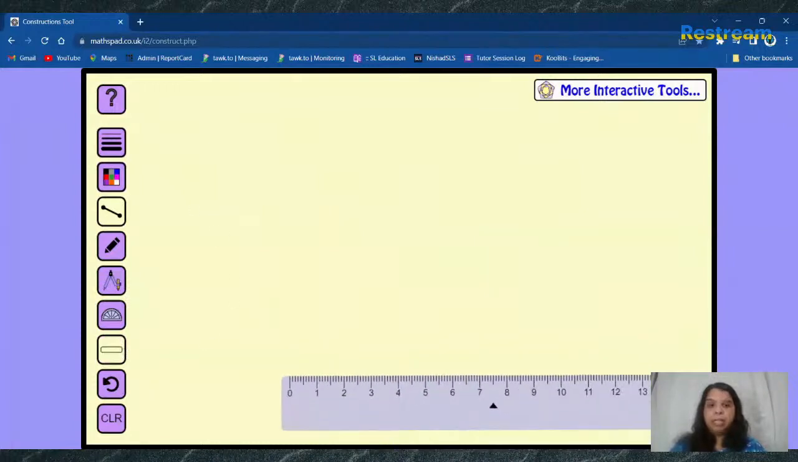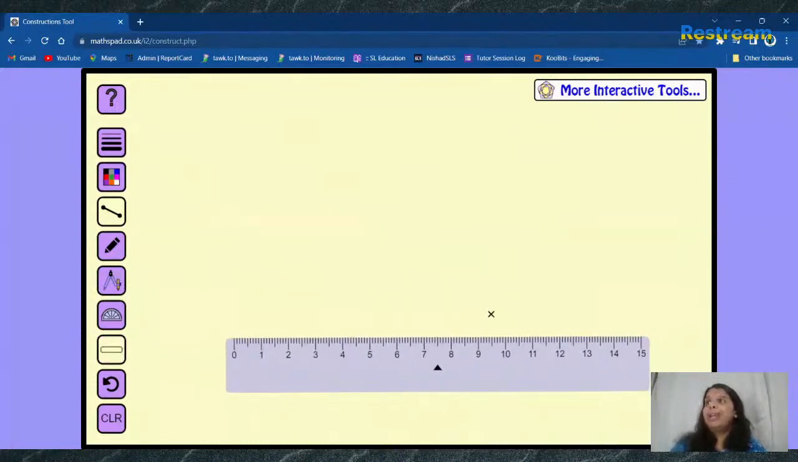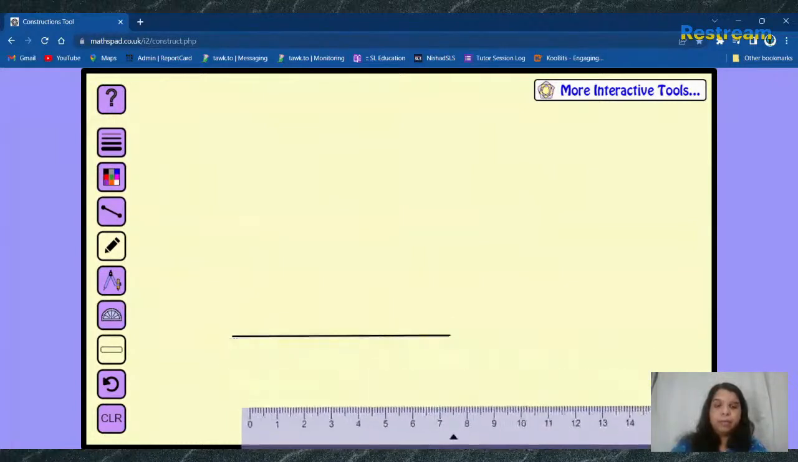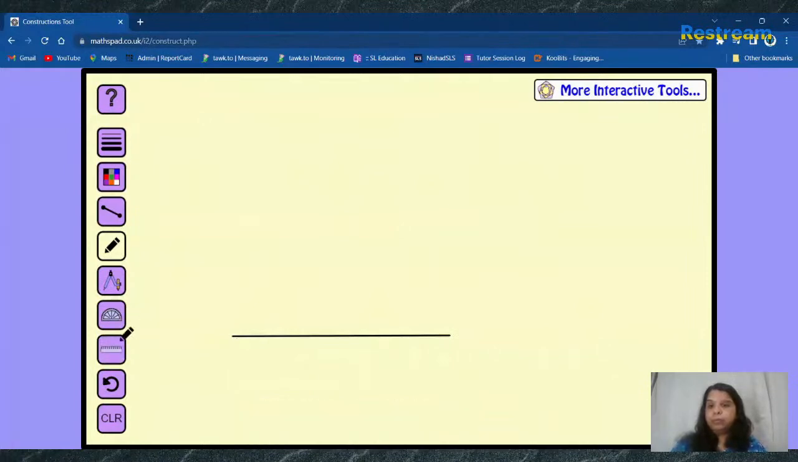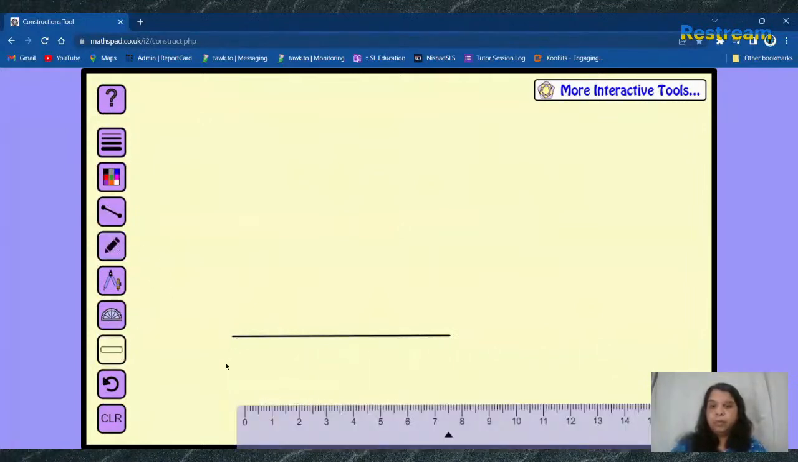So I need my scale. They have said, draw a line segment XY of length 8 centimeters. So I'm going to draw a line segment XY of length 8 centimeters. Okay. This is X and Y. So used to using X and Y.